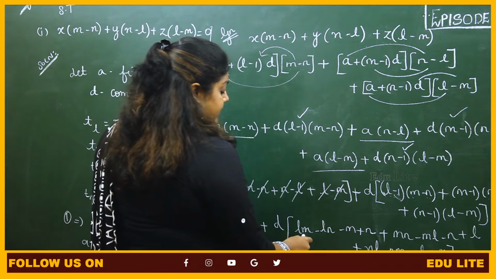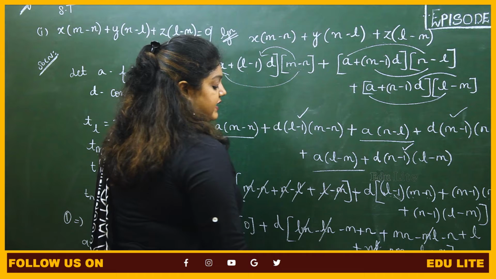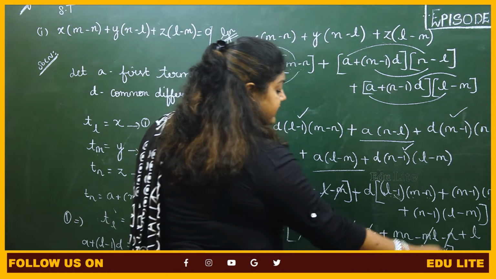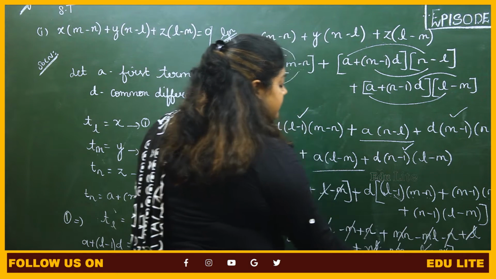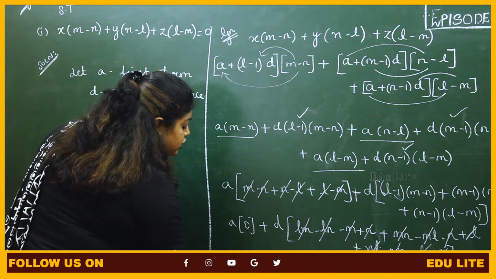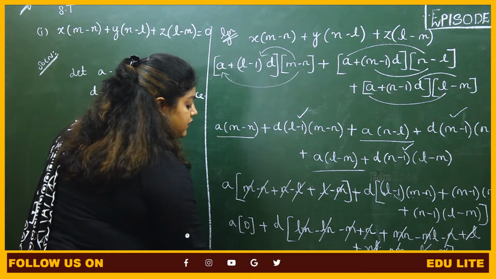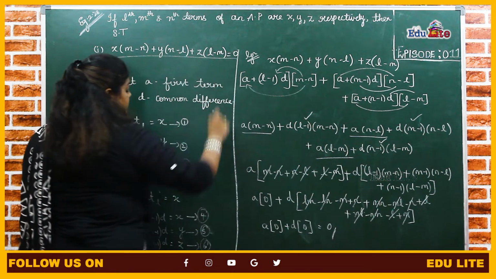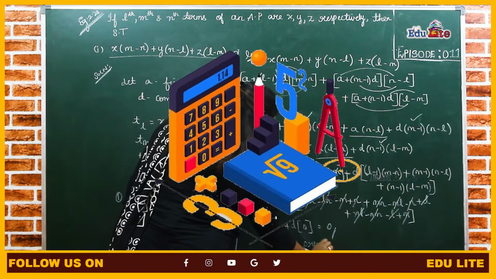So Lm plus and minus will get cancelled, Ln plus and minus will get cancelled, M plus and minus will get cancelled, N plus and minus will get cancelled, Mn plus and minus will get cancelled, L as well plus and minus will get cancelled. So within the brackets it has become 0. Therefore A into 0 plus D into 0, which is A into 0 is 0, D into 0 is 0. So we got the answer as 0. This is what we are asked to prove. Therefore, hence proved. We have taken the left hand side and we brought the right hand side as 0.